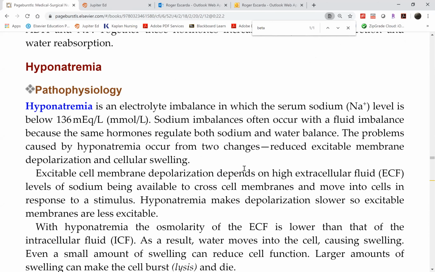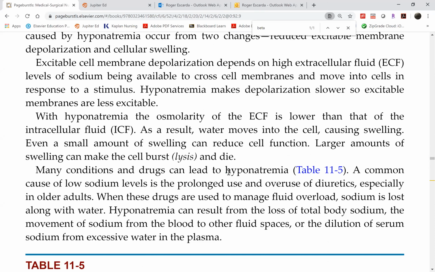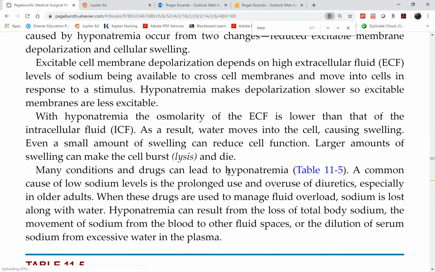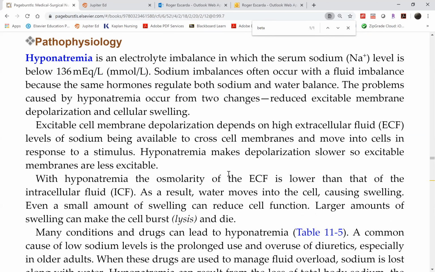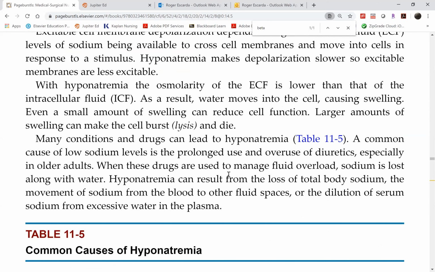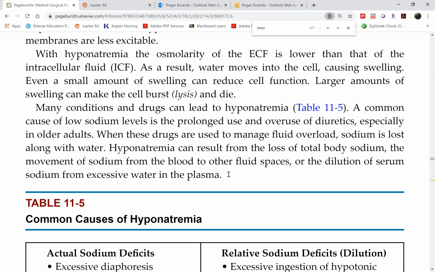If you go to the imbalances and the manifestations, look at hyponatremia. Most of your symptoms involve neurologic changes because low sodium in the blood results in swelling of the brain cells. So here you could potentially have cerebral edema from hyponatremia. And once you have cerebral edema, that will of course increase your intracranial pressure, causing possibly seizures or any other neurologic impairment, including coma.